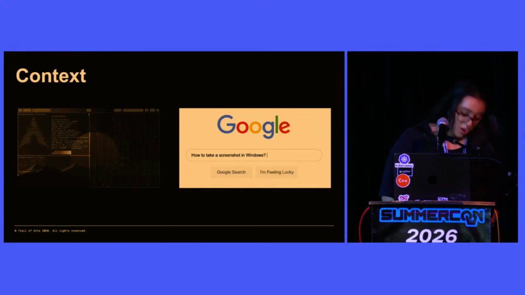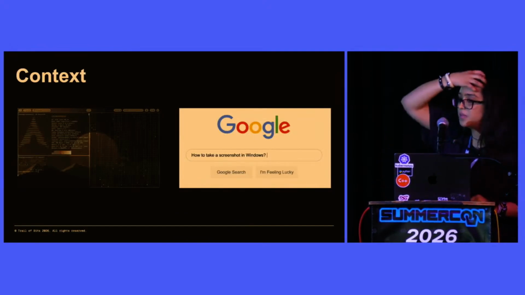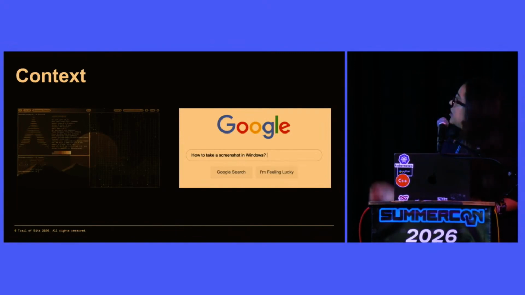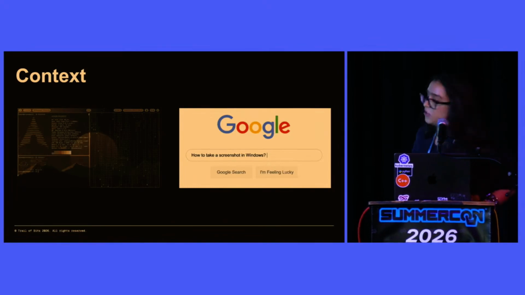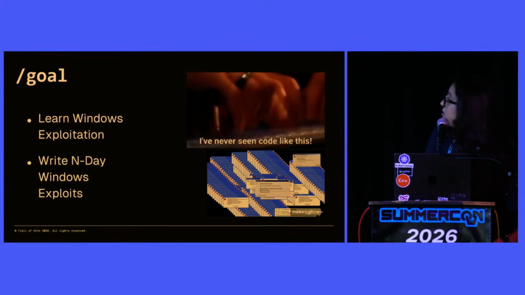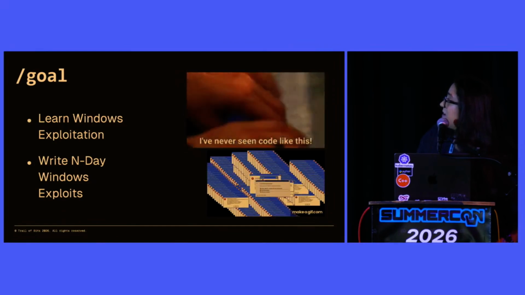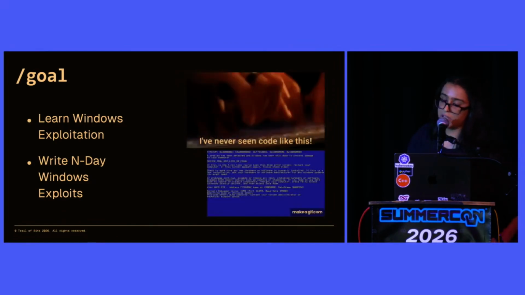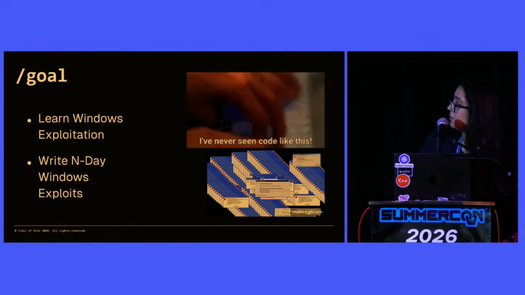For context, this is a pretty simple exploit chain, but I'm someone who's never used Windows before this in my life. I didn't even know how to take a screenshot on Windows. I've used Linux for the past several years. So I had no idea what I was doing, but I wanted to be more well-rounded as a security researcher. So the goal was just to learn Windows exploitation and then write an end-day Windows exploit for a logic bug. I didn't want to start with memory corruption.